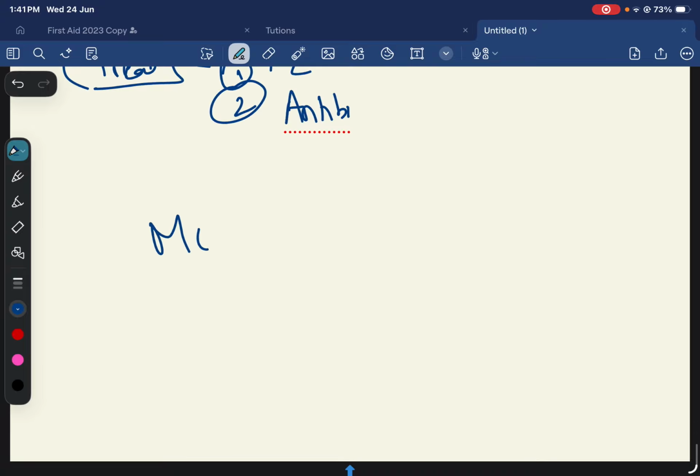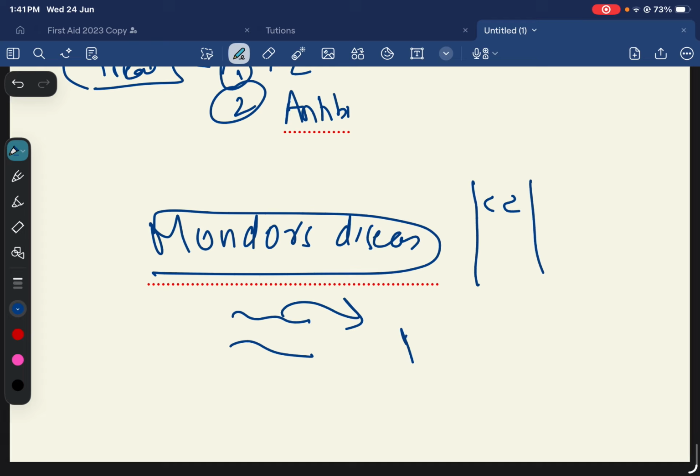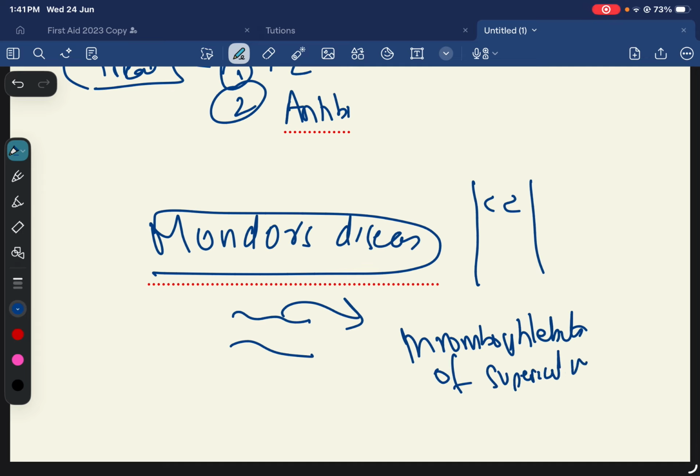Then there's another disease called Mondor's disease. What happens is that on the anterior chest wall, alongside the breast, there's going to be thrombophlebitis of the superficial veins of the breast and the anterior chest wall.